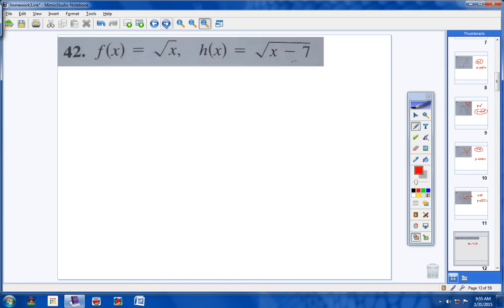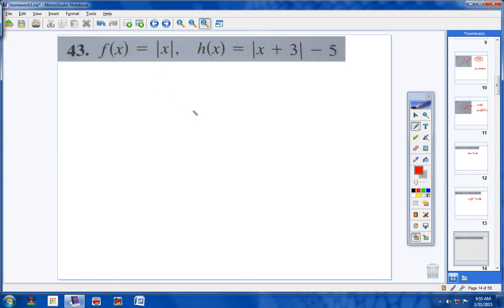Okay, number 42. Notice this negative 7 is being subtracted directly to the x under the radical. That's a horizontal shift. It's a negative 7, so you would say right. It's been shifted right 7 units. That's all you got to put, students. That easy. Okay, I'm not worried about the graph.